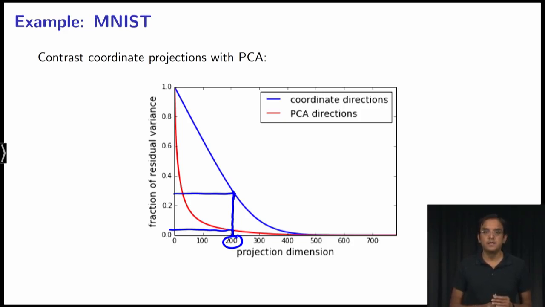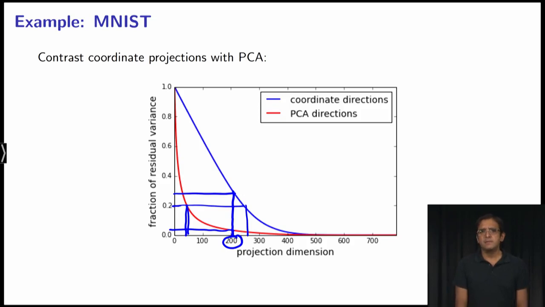Another way to think about it is suppose that we are willing to give up 20% of the variance in the original data set. That corresponds to this value on the y-axis. So now we just draw a line across. If we're going to do coordinate projections, if we're just going to pick pixels, then it turns out we're going to have to pick about 250 pixels. So we'll be able to reduce the dimension to 250. If we're using principal component analysis, however, which picks arbitrary directions, then we can reduce the dimension to something below 50. So again, a huge difference.